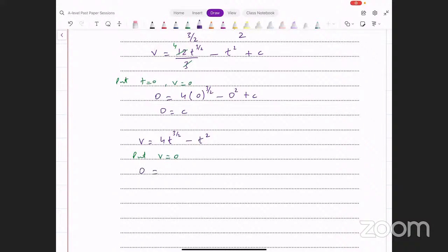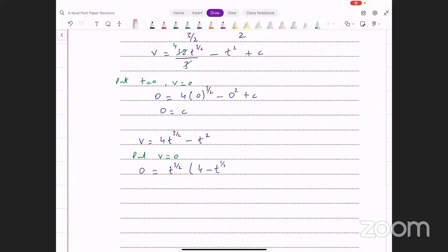So we get 0 equals 4 t raised to power 3 over 2 minus t square आ रहा है आपके पास. What we can do is we can take t raised to power 3 over 2 common from this. T raised to power 3 over 2 common ले सकते हैं. 3 over 2 का क्या मतलब है? 3 over 2 is basically 1.5. So t raised to power 1.5 essentially हम common ले रहे हैं. What are we left with inside? 4 minus t raised to power 0.5, or we can say 1 over 2.